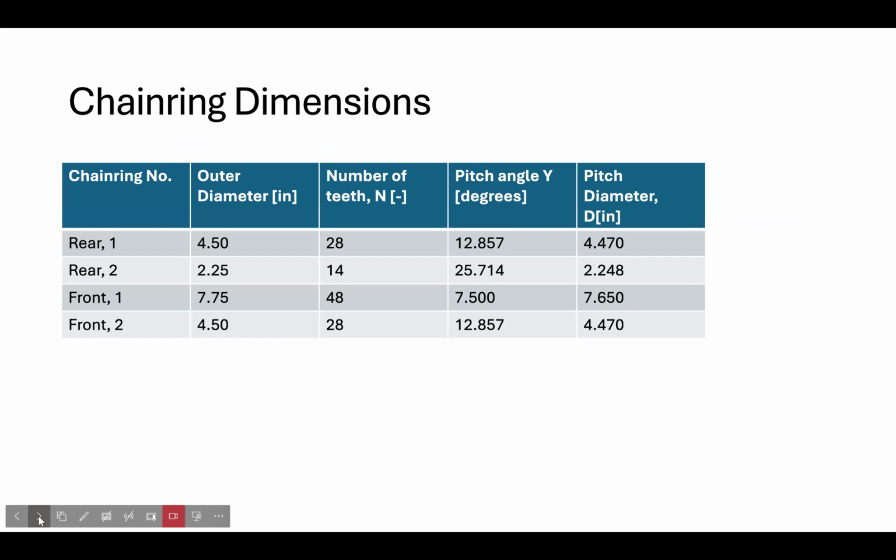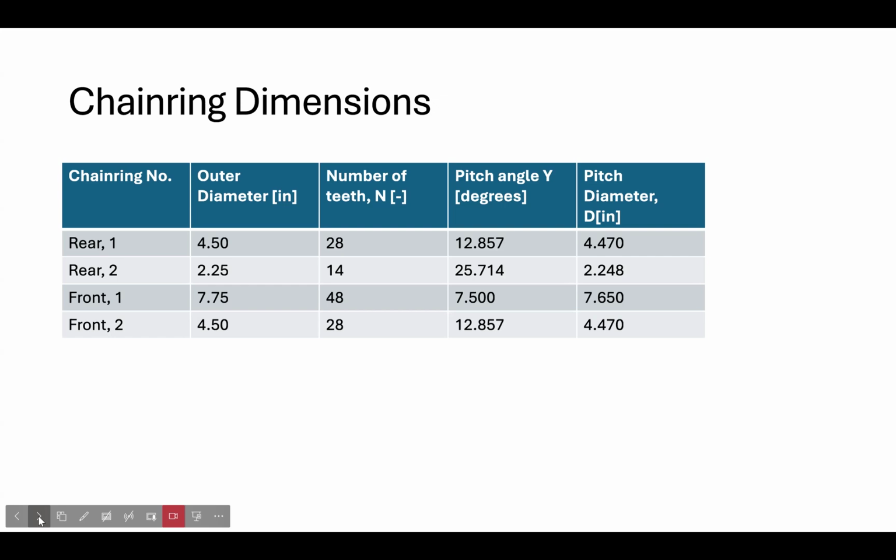For the chain ring dimensions, we will be analyzing the highest and lowest gear chain ratios of this bicycle. So we'll begin with the largest chain ring on the rear wheel at an outer diameter of 4.5 inches, 28 teeth, a pitch angle of a little under 13 degrees, and a pitch diameter of 4.47 inches. And then the smallest chain ring on the rear wheel at an outer diameter of 2.25 inches, 14 teeth, a much larger pitch angle of 25.7 degrees and a smaller pitch diameter of 2.2 inches.